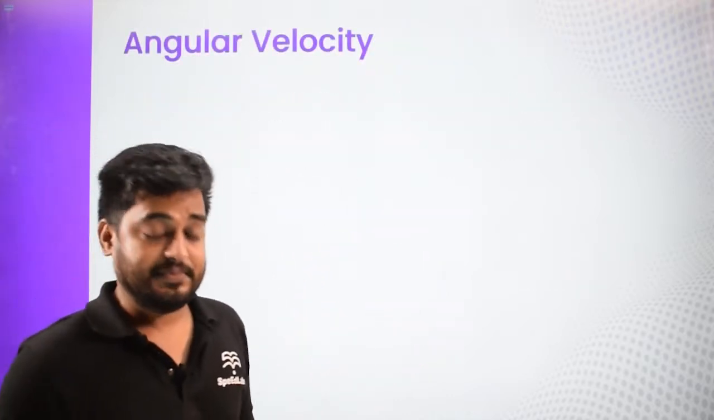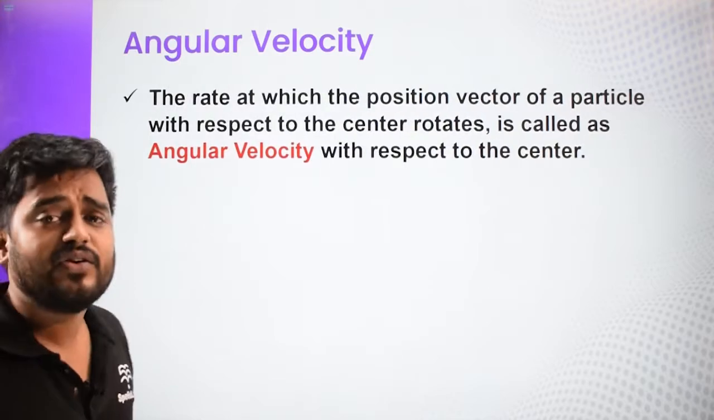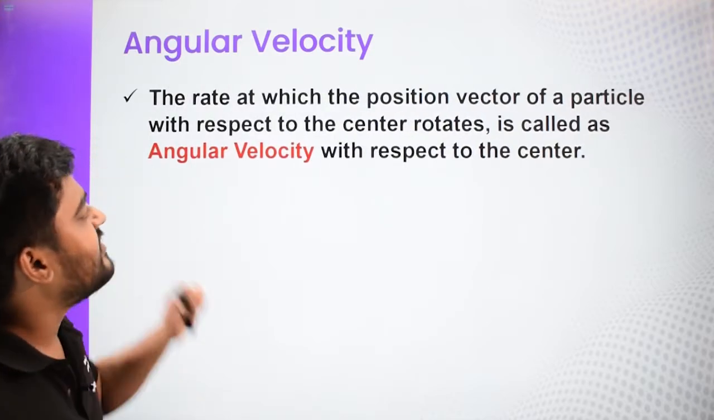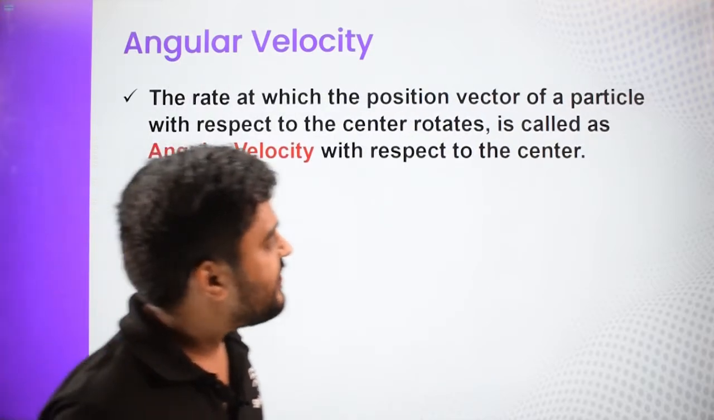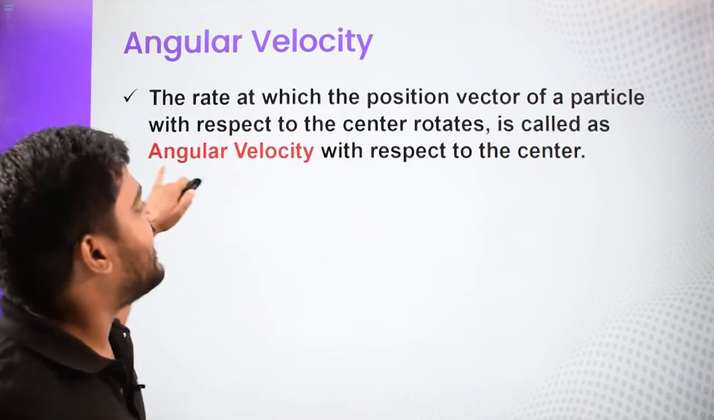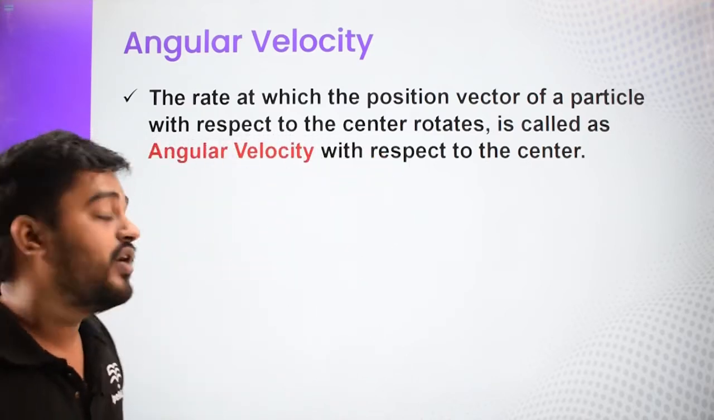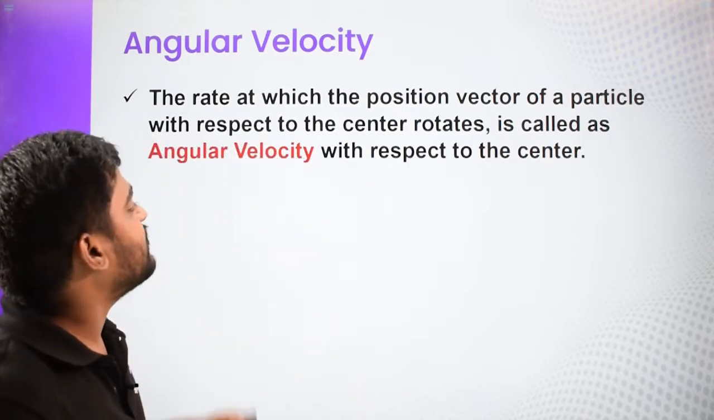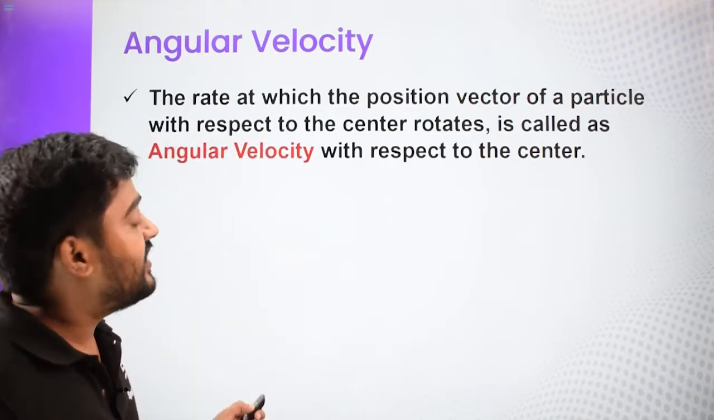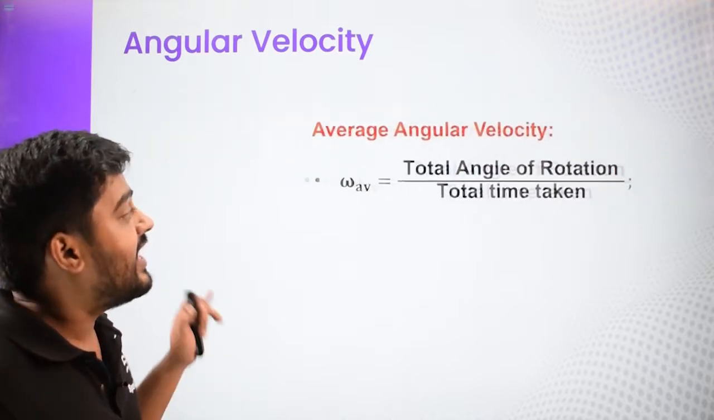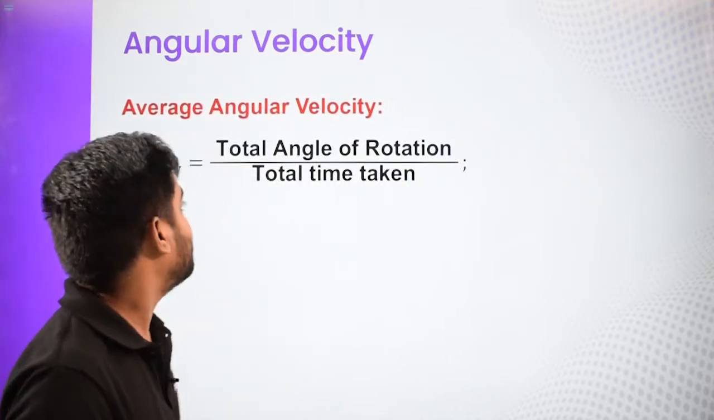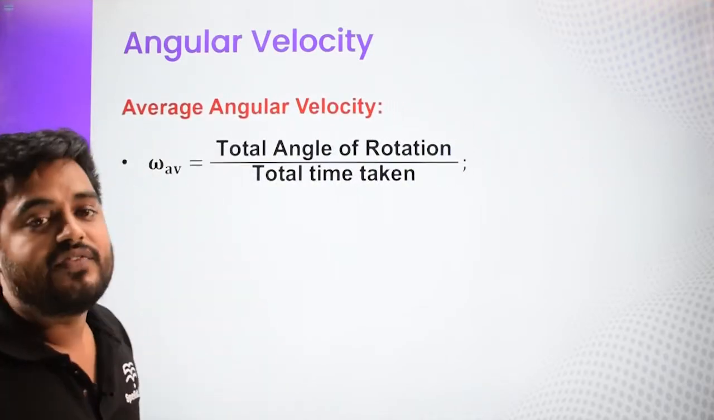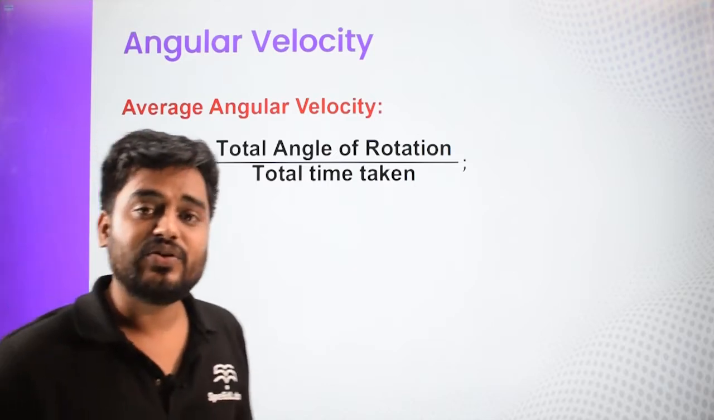Let us discuss the next thing, that is angular velocity. If we talk about angular velocity, it is defined as the rate at which the position vector of a particle with respect to the center rotates, or we can also say the rate of change in angular displacement is called the angular velocity with respect to center. So there are two types of angular velocity. First is the average angular velocity. What is average angular velocity?